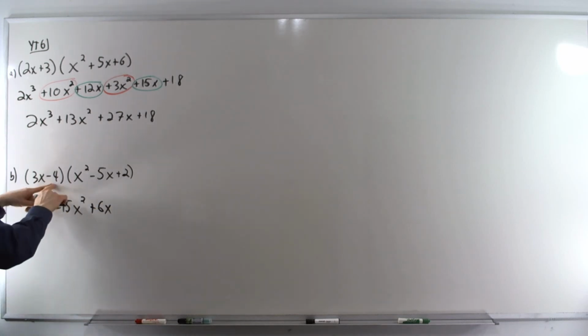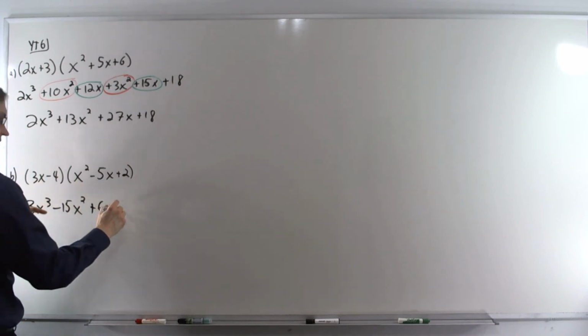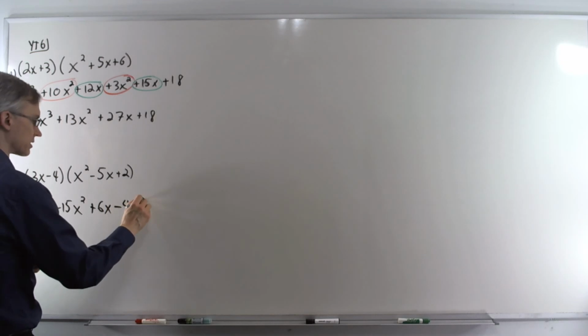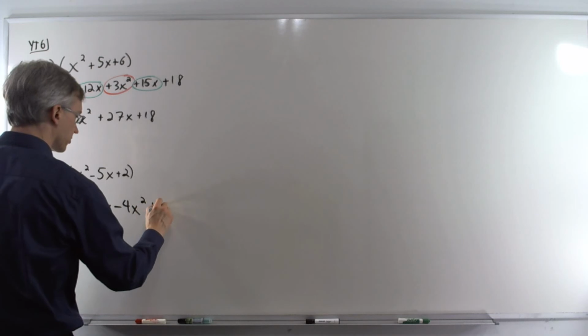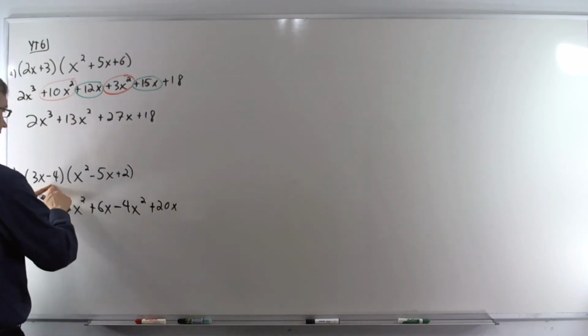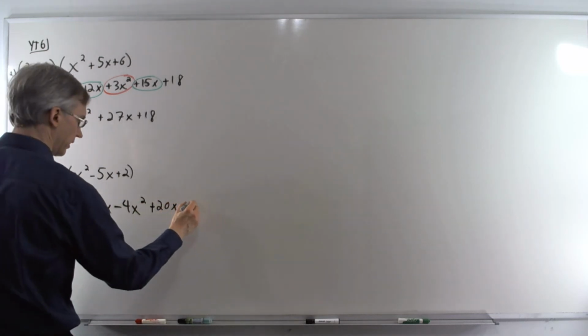Now distribute the negative 4 in. Negative 4 times x squared is negative 4x squared. Negative 4 times negative 5 is positive 20, plus 20x. Negative 4 times 2 is negative 8.